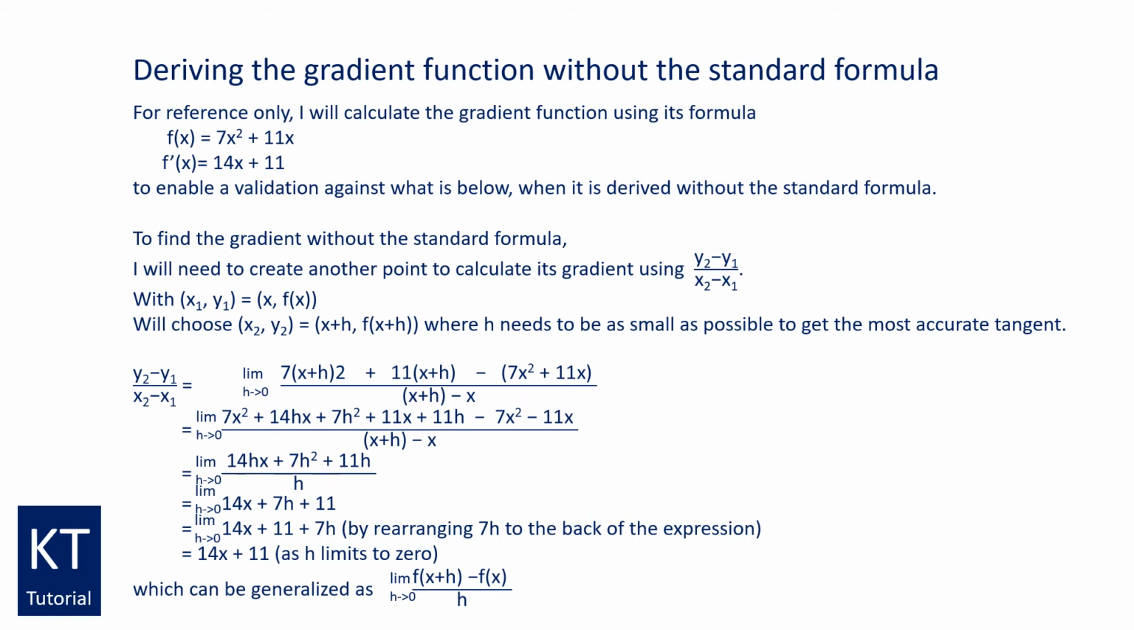By observation, y2 minus y1 over x2 minus x1 can be generalized as, as h limits to 0, the function of x plus h minus function of x, all being divided by h.